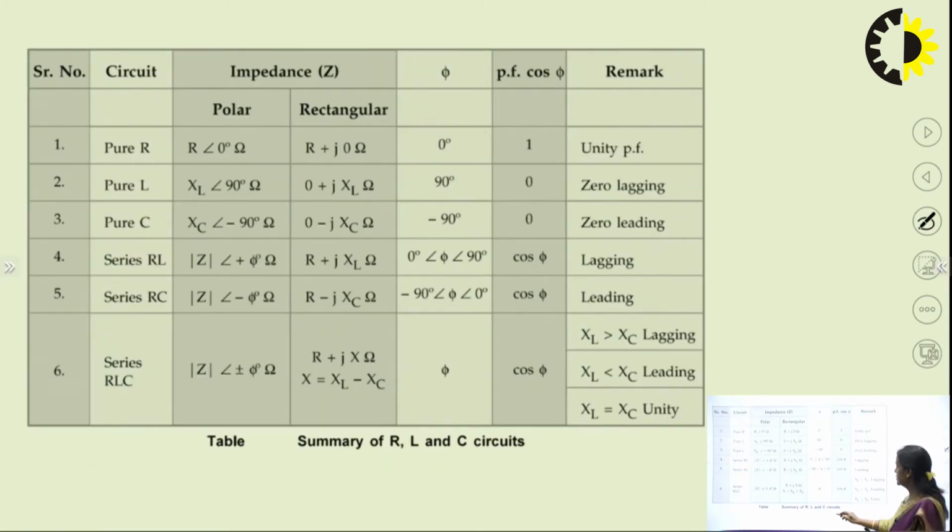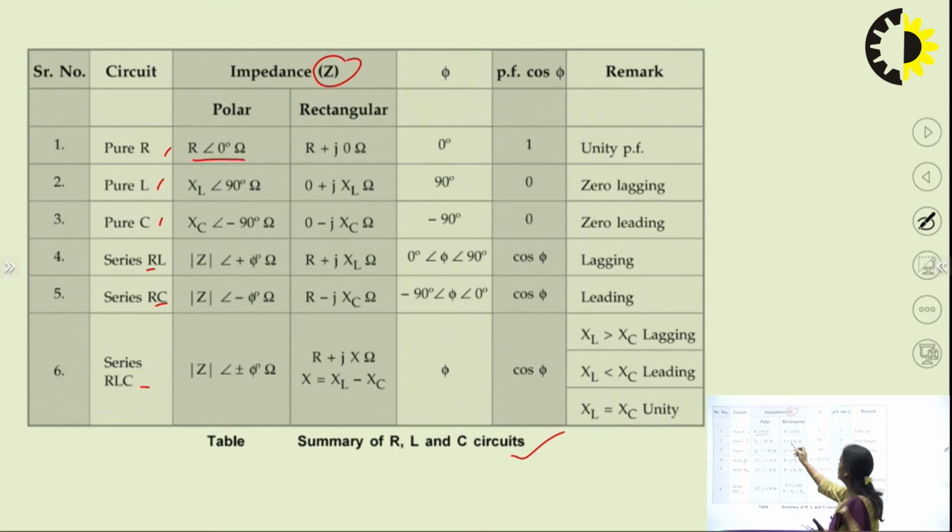This is the summarized table of R, L and C circuits: for pure R, L, C, then for RL, RC and series RLC. If you write the impedance in polar form, it will be R angle 0 degree, or R plus jXL angle 90 degree, because this angle is basically the angle between voltage and current. We know that in an inductor, the angle between V and I is 90 degree. Here we have minus 90. So you can write jXL minus jXC. Here the real part is 0.